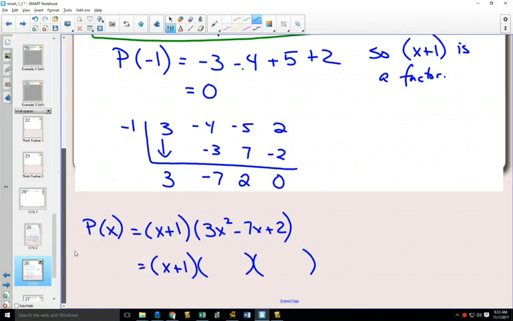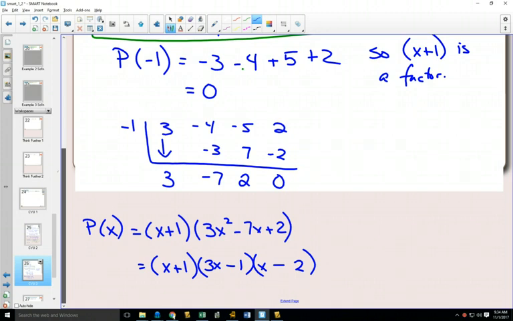And so now factoring this last part, 3x squared, this has to be 3x and x because those are my first ones. My last one's a 2. So I know this has to be 1 and 2 or 2 and 1. I'm going to put the 2 here so my outside is 6 and the 1 here so my inside is 1 because that makes 7. In order to get a negative 7, I need a negative 6 and a negative 1 to do that. And now we have factored completely.